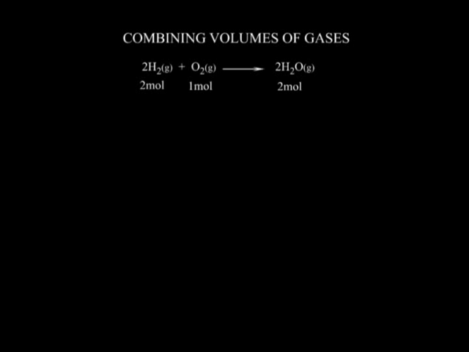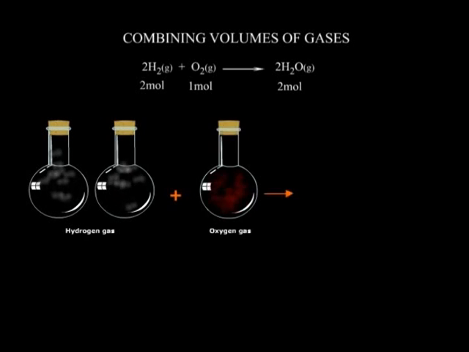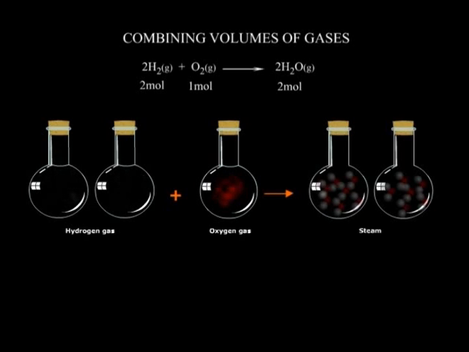Interestingly, this mole ratio can be extrapolated to volumes. This will mean that 2 volumes of hydrogen react with 1 volume of oxygen to give 2 volumes of steam. Putting in figures, it could mean that 20 cubic centimeters of hydrogen react with 10 cubic centimeters of oxygen to give 20 cubic centimeters of steam.